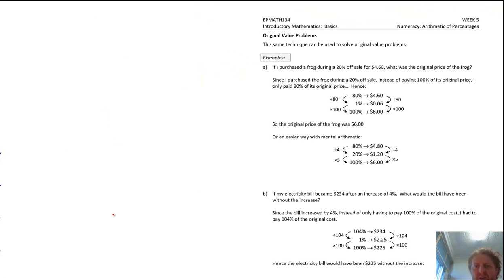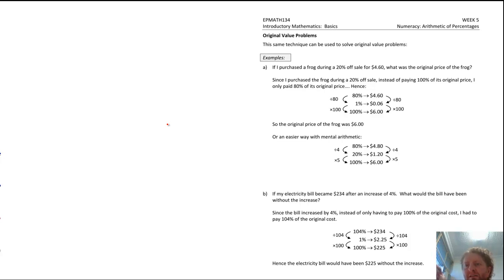Page down. So those unitary methods are what we do with original value problems. In terms of percentage problems, original value are the hardest, but if this unitary method works for you, then they're nice. Like, let's go to this question, and I'll do my working over here. If I purchased a frog during a 20% off sale for $4.60, what was the original price of the frog?